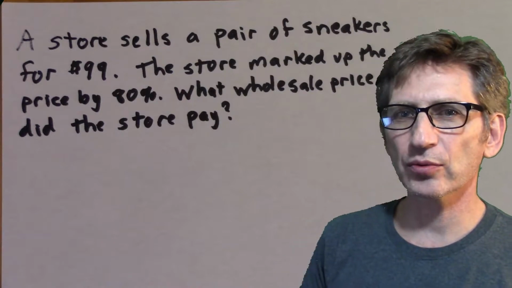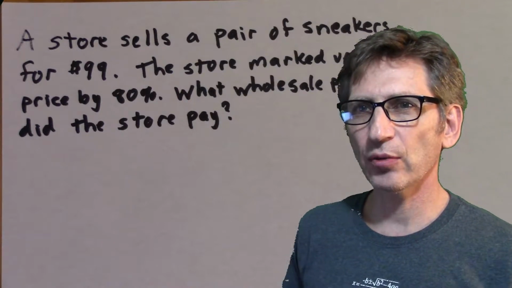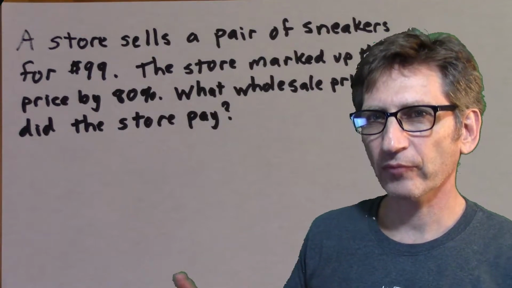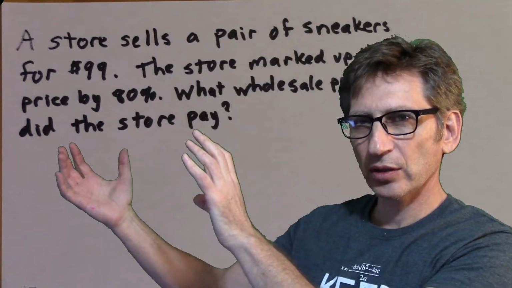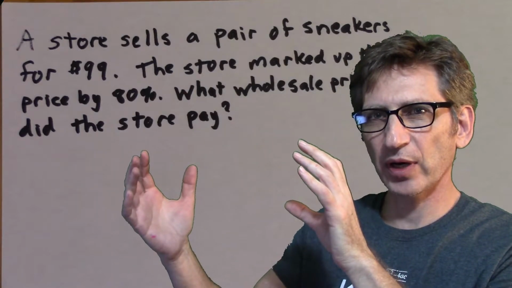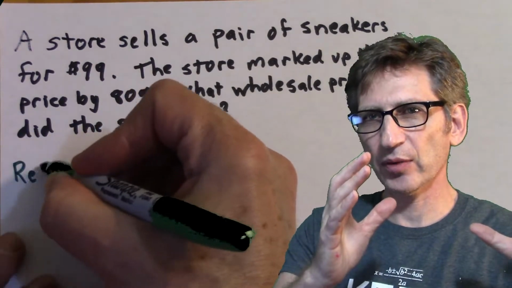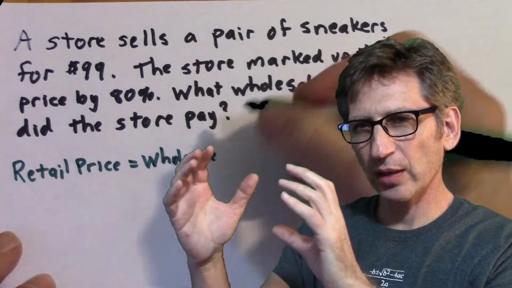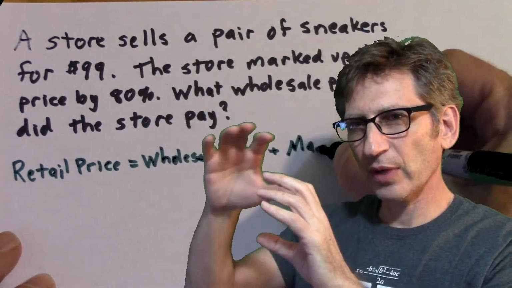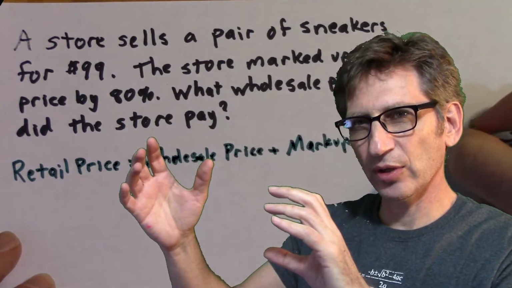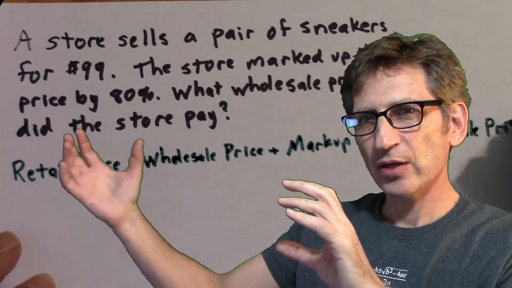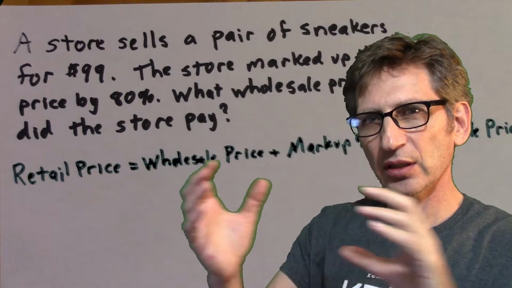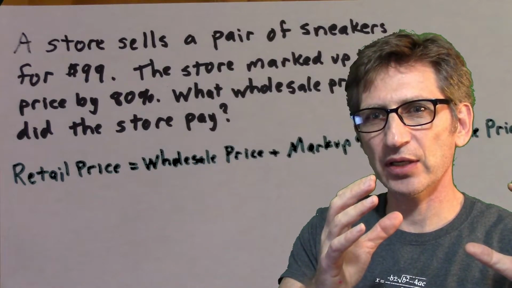Before we get too wrapped up in what the actual equation looks like, let's think about what's happening in this situation. Wholesale price plus a percentage of that wholesale price creates the retail price. We know this retail price. We know a markup percent. So we don't know the markup amount because we don't know the wholesale price. The wholesale price plus a percentage of that wholesale price gives us the retail price.